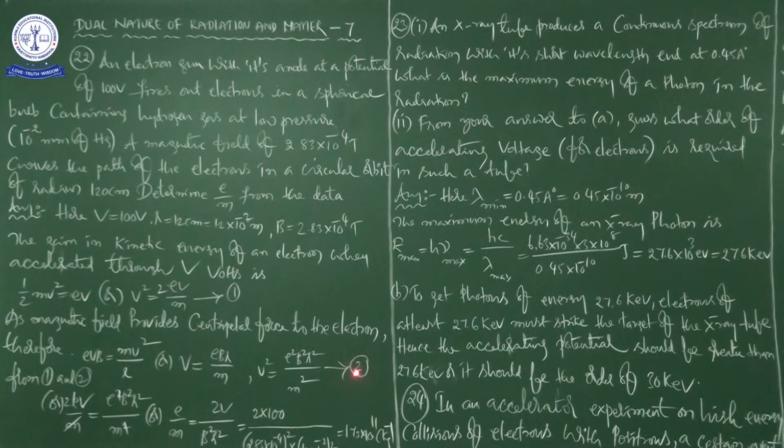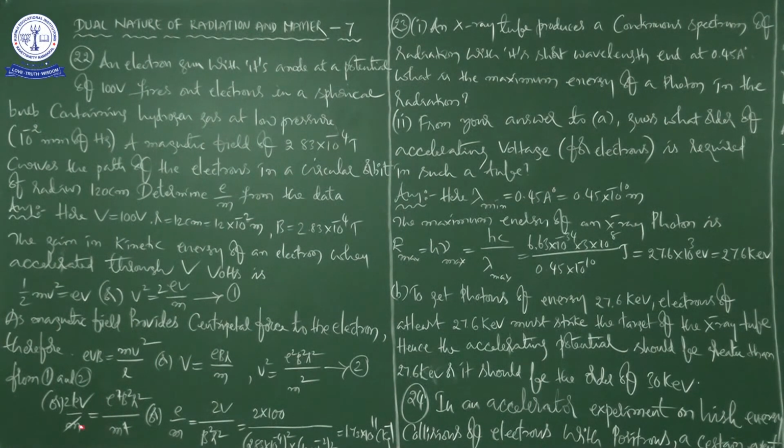So from equations 1 and 2, the left hand side is the same. Here also V square, here also V square, and if the left hand side is the same, you can equate the right hand side, no? So from 1 and 2, 2EV by m is equal to E square B square R square by m square, right? So this is m, this is m square, so you can cancel, and here m is the remaining, and here E square, so you can cancel E, here only one E is available.